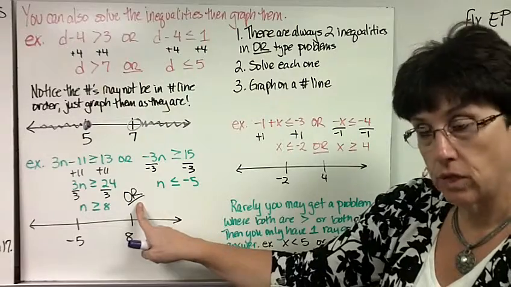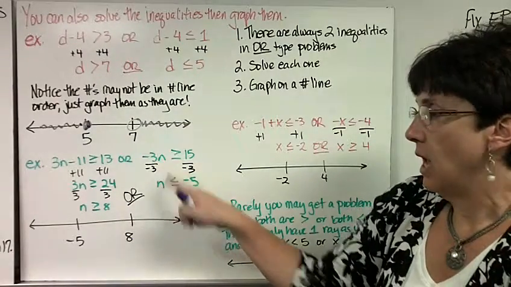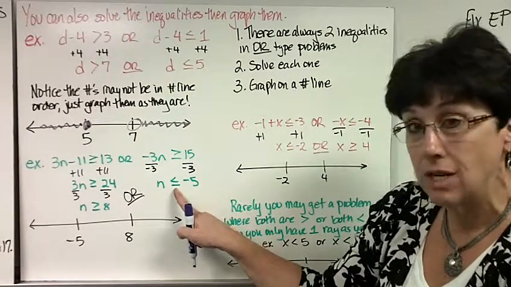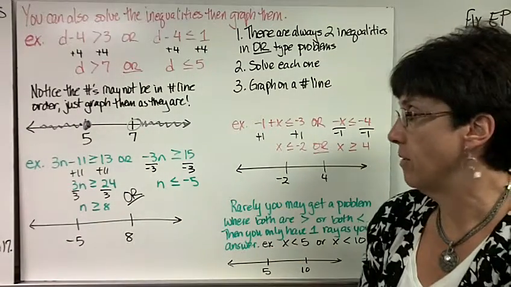Or, don't forget to write that word, divide both sides of the inequality by negative 3. And now since we're dividing by a negative, remember you have to change the direction of the inequality. Here it was greater than, now it's less than. N is less than negative 5.